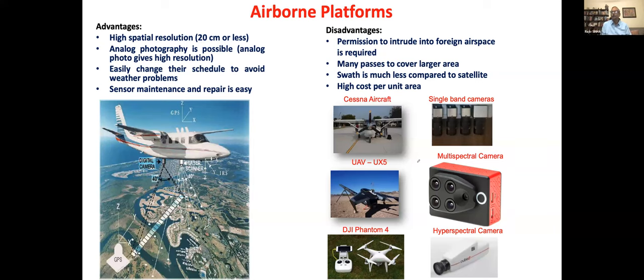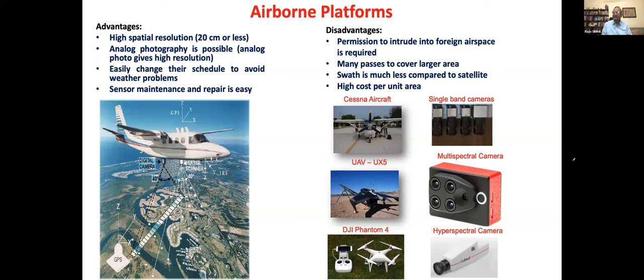Nowadays, we also use a lot of drones, for example, unmanned aerial vehicles, which can be used for aerial data collection. We use a lot of sensors: single band cameras or multispectral cameras. We also use a lot of hyperspectral cameras. So depending upon the purpose, you can generate data, whether you need optical range data, multispectral data, or hyperspectral data. You can mount these sensors on aircraft or on UAVs and then collect very high resolution data.